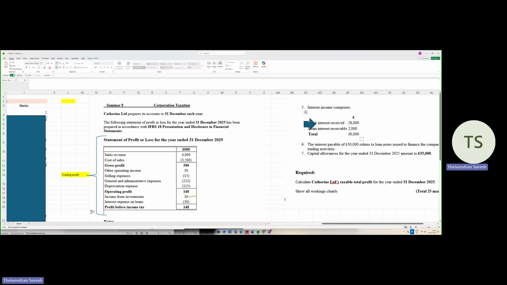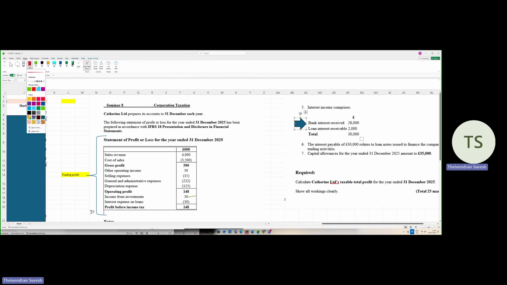They have given us an interest income comprising the following. Now, the issue with this particular example, in terms of the interest income, is that this interest income has not been shown in the profit and loss account. We don't find that in the profit and loss account. This 30 is the investment property. We have done it. This 30 was the operating profit. We will be doing it later. But this interest income of 30 was not there.